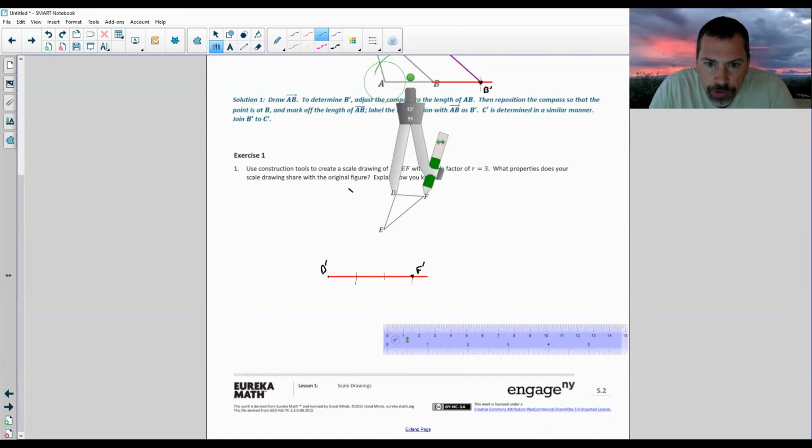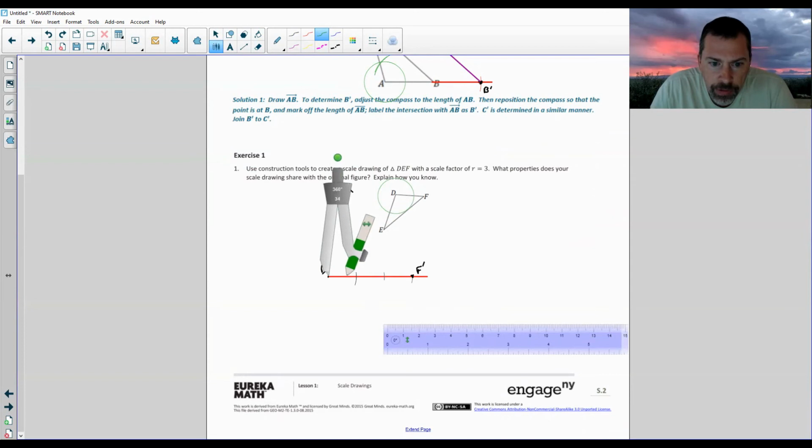So I'll put my compass on D as accurately as possible. Make it less than DF, draw a circle. Bring that down to D prime. Center it as best as I can on that point, draw a circle. Okay, put the compass on the DE intersection with the circle. Rotate it, open it up to the DF intersection of the circle where I intersected DF, which is right about there.